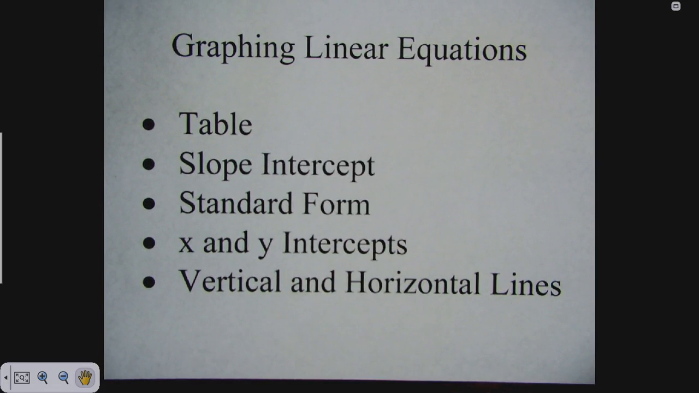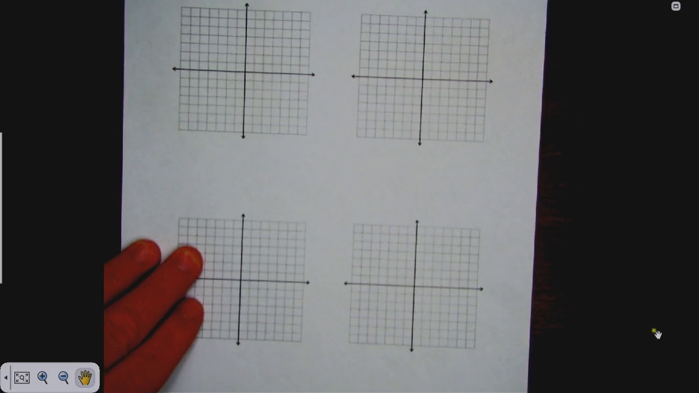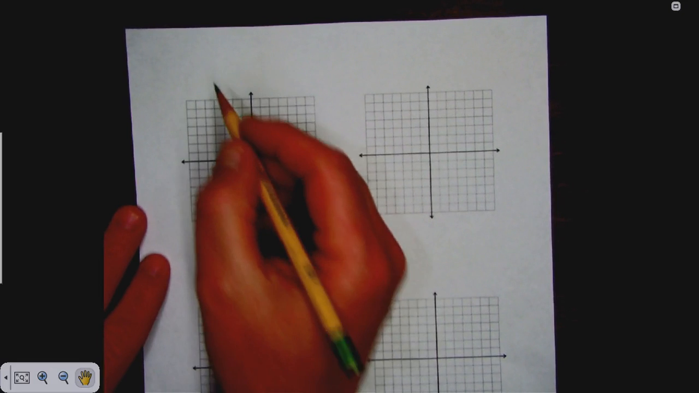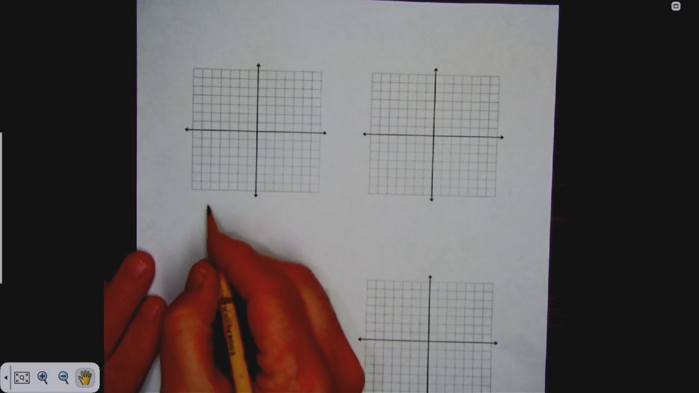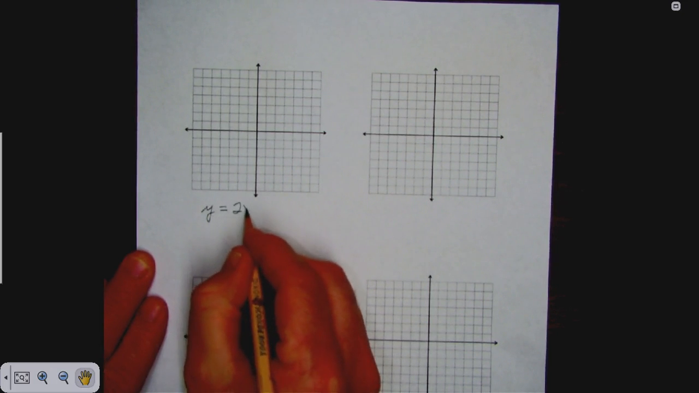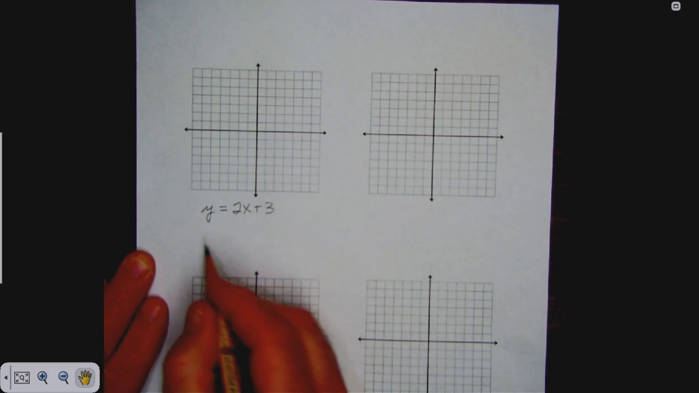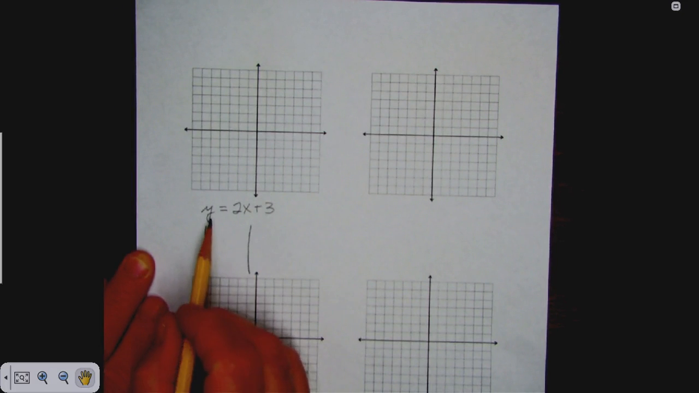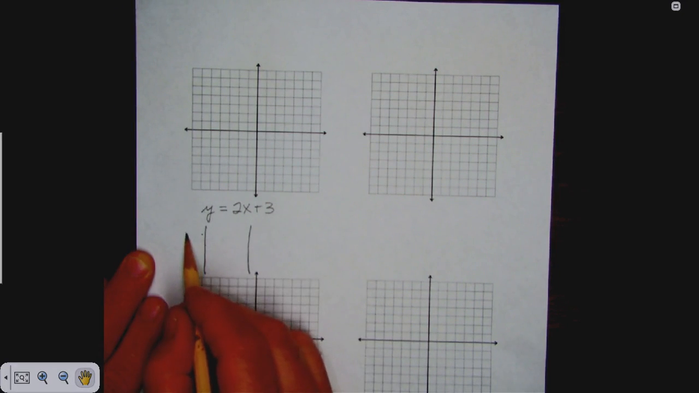So let me begin with a table, which is in some ways the easiest conceptual way to do it, but it takes a bit of time. But here, let me get out this graph paper here. And I'm going to pick something. It'll be solved for y already. So I'll have something like, let's say, y is equal to 2x plus 3. And by the way, if it isn't solved for y, it's usually much easier to go ahead and solve for y, but this is already solved for y.